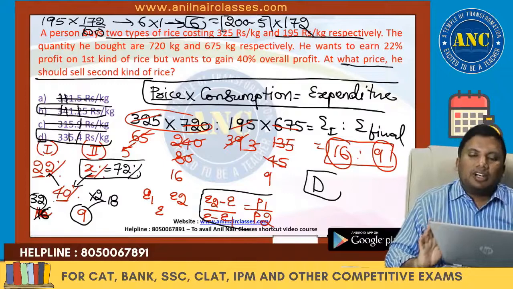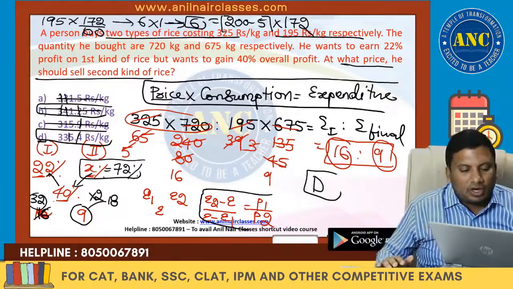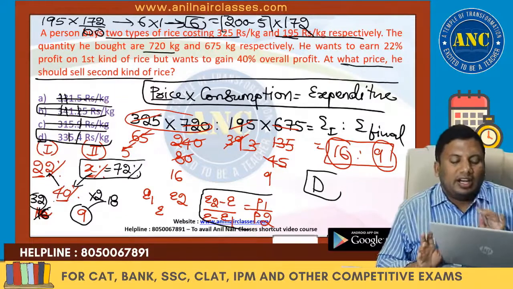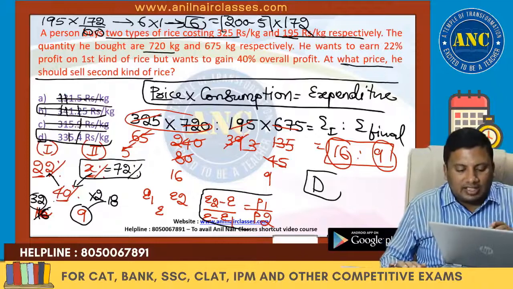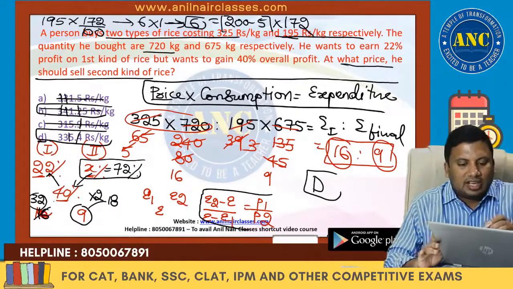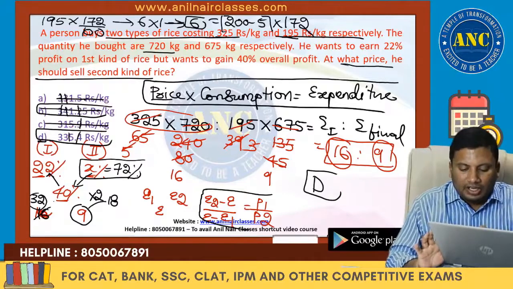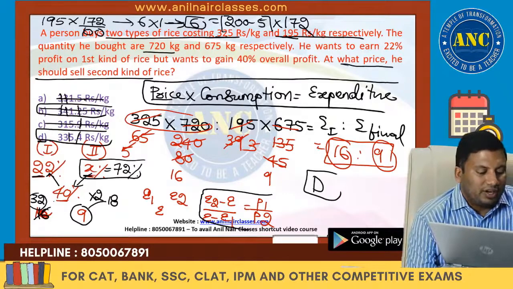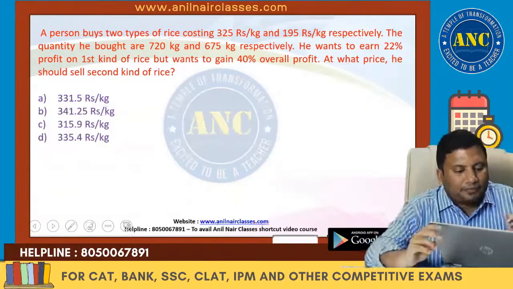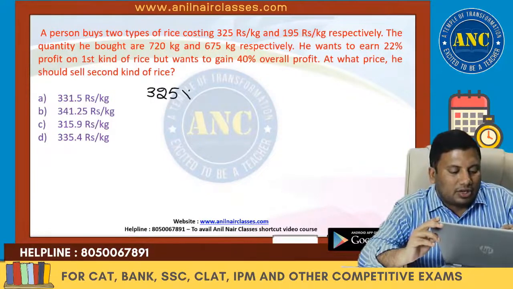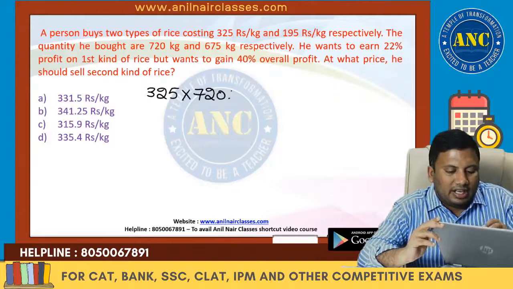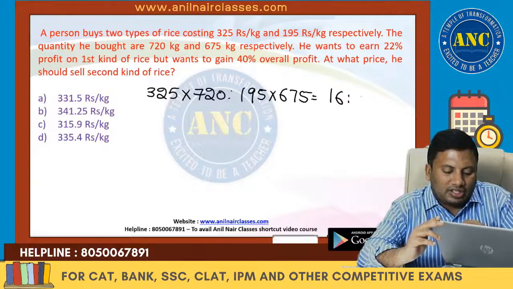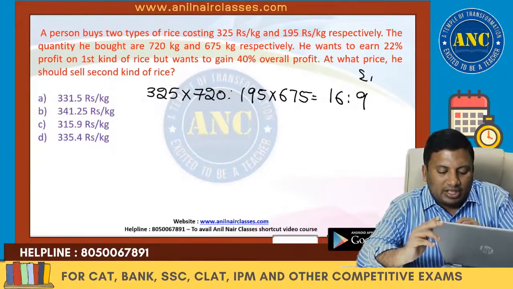Price is given 325 per kg. Total kgs he purchased is 720. 325 into 720. Second quality 195 per kg, total kg 675. This is the initial value and it is the final value. Initial 16, final 9. First one he sold at 22%. Second one we don't know. Now I will solve it here again, neatly. 325 into 720 is to 195 into 675. These are nothing but 16 into 9. These are the expenditures ratio.